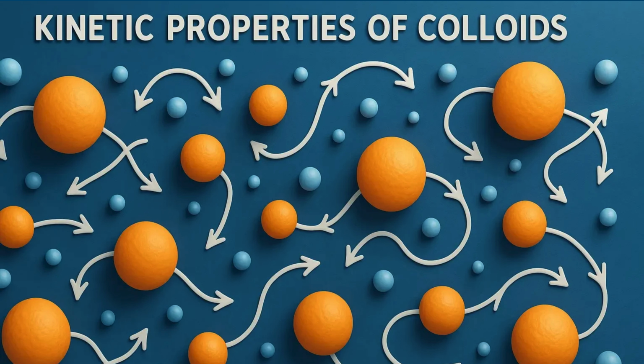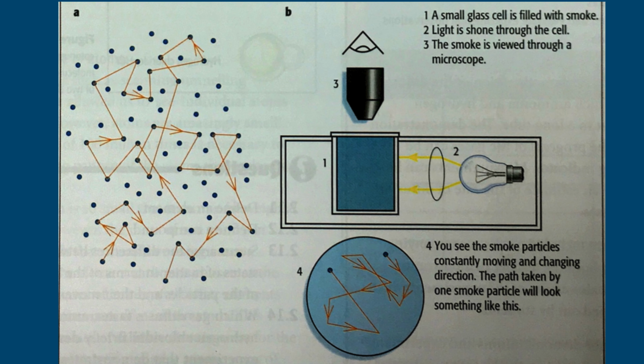The most significant kinetic property of colloids is Brownian motion, which refers to the continuous random movement of colloidal particles suspended in a fluid. This motion was first observed by Robert Brown in 1827. Brownian motion arises from the unequal bombardment of colloidal particles by rapidly moving molecules of the surrounding medium. Einstein later provided a mathematical explanation based on molecular kinetic theory.